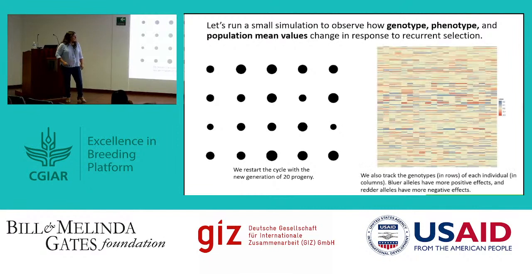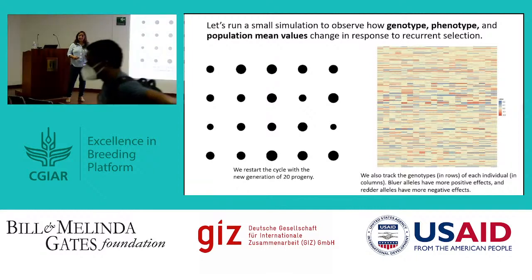Okay? And along with tracking their phenotypes for each generation, we're going to track their genotypes, and those are in rows, and the individuals are again in columns, just like that mouse population. The blue alleles have more positive effects, and the red alleles have more negative effects. So if you are looking at a good individual, you expect it to have a lot of blue in its column, okay?